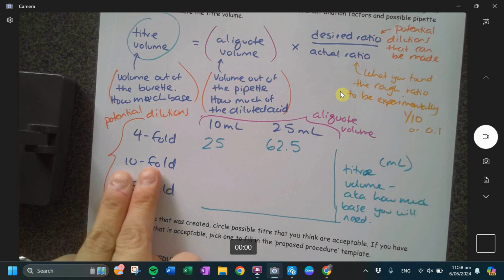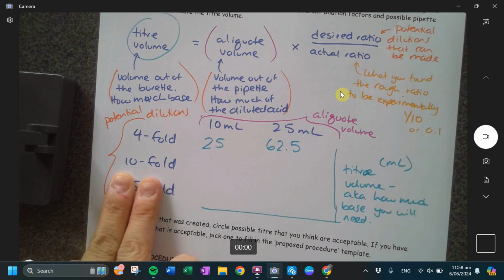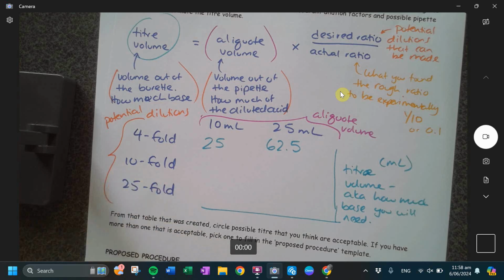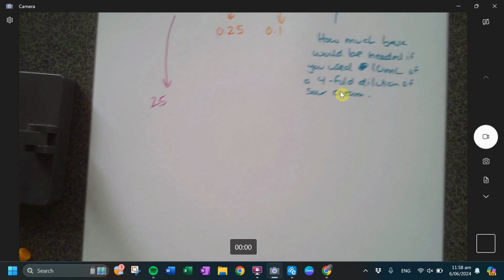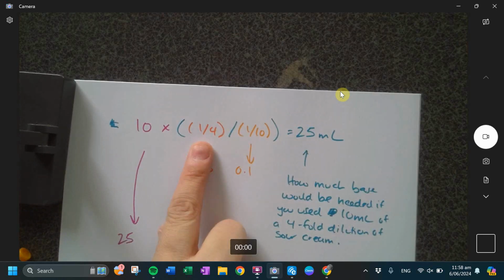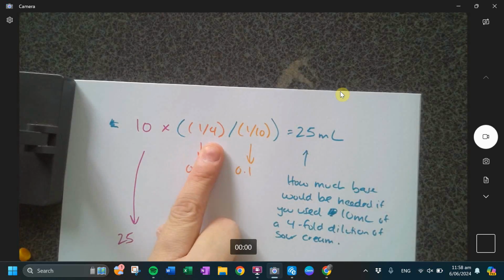All right. This one here, we're doing a 10-fold dilution. So when I change the number that I'm entering into the calculator, I'd be changing this number here. Instead of being 1 and 4, it'd be 1 and 10.